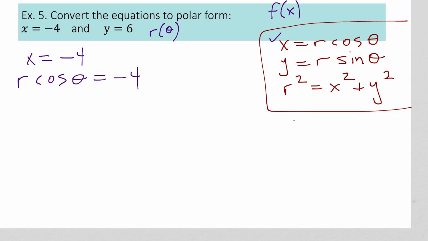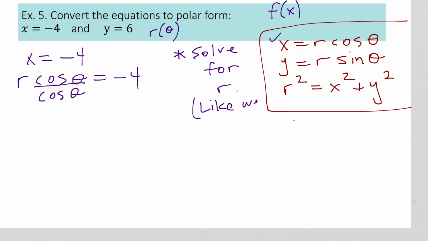Okay, so here's my r. I'm going to get rid of this theta here. Let's just call that solving for r. This is like how we solve for y, right?